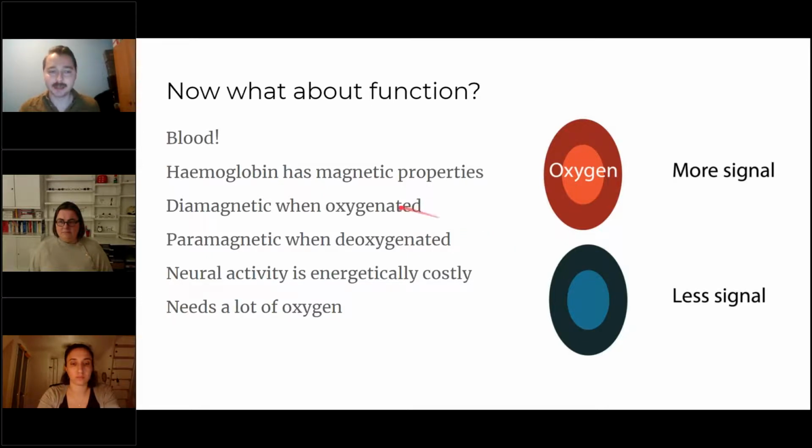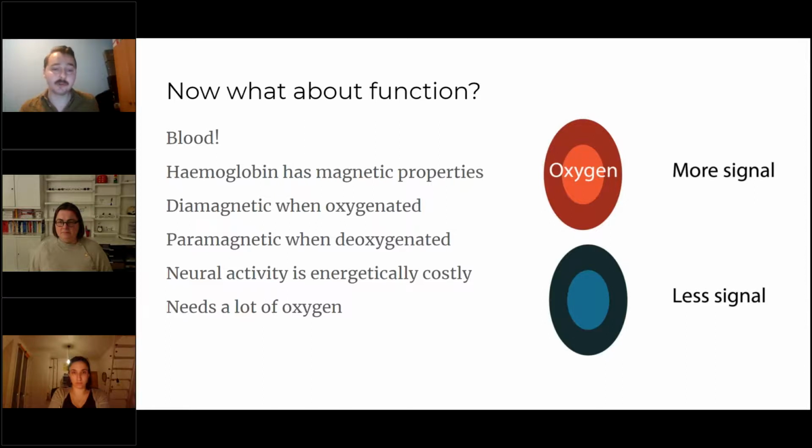Specifically, it is diamagnetic when it's oxygenated, which means it will increase the overall MRI signal that we get. And it is paramagnetic when it is deoxygenated, when it doesn't have oxygen attached to it, which means it distorts magnetic fields. So blood that is rich in oxygen is generally going to increase the signal that we get, and blood that is relatively oxygen-less is going to decrease the signal that we get.